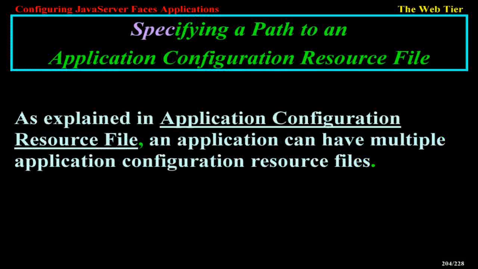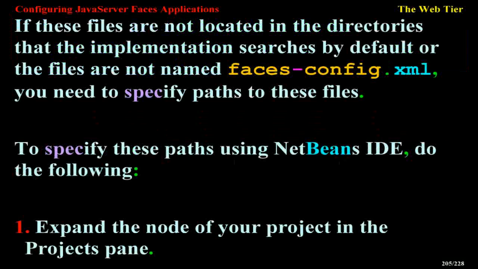As explained in application configuration resource file, an application can have multiple application configuration resource files. If these files are not located in the directories that the implementation searches by default or the files are not named faces-config.xml, you need to specify paths to these files. To specify these paths using NetBeans IDE, do the following.